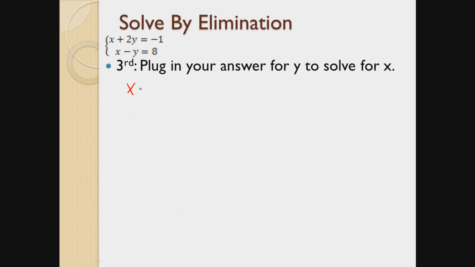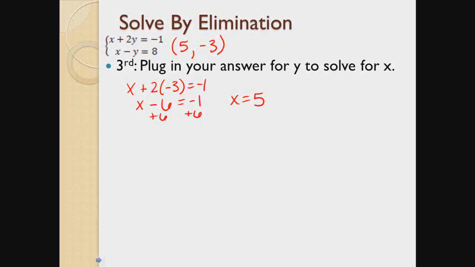So if we take the first equation, we get x plus 2 times negative 3 equals negative 1. This makes x minus 6 equal to negative 1. Add 6 and find that x equals 5. So the answer would be 5 comma negative 3. Now you try. Turn to page 146 and do number 23 in your book.